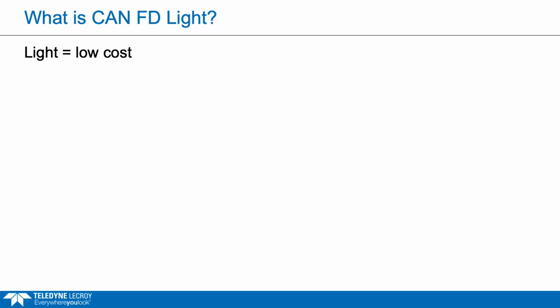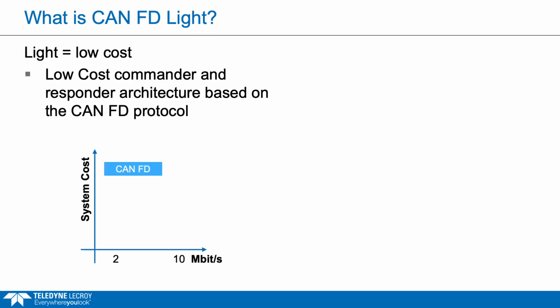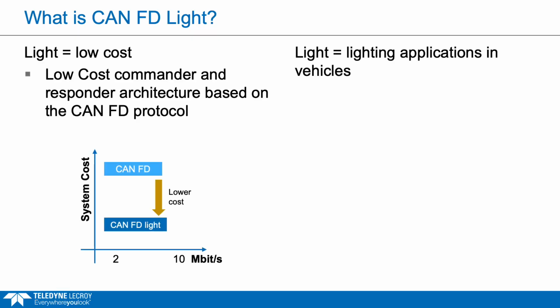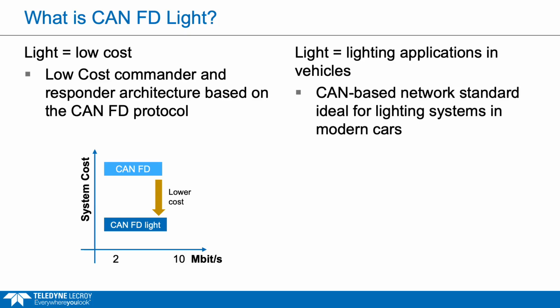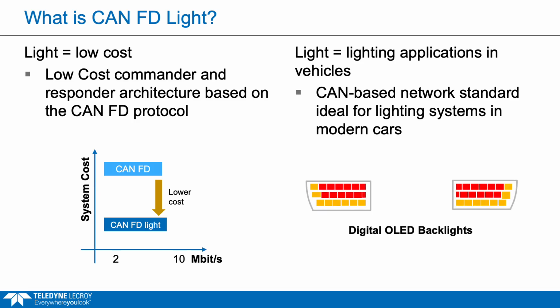CAN-FD Lite is designed for low cost. It's a command-and-response architecture based on the CAN-FD protocol. CAN-FD Lite is also designed for lighting applications in vehicles. It was developed to meet the requirements to control modern vehicle lighting systems consisting of hundreds of pixels and to provide this control at low cost.